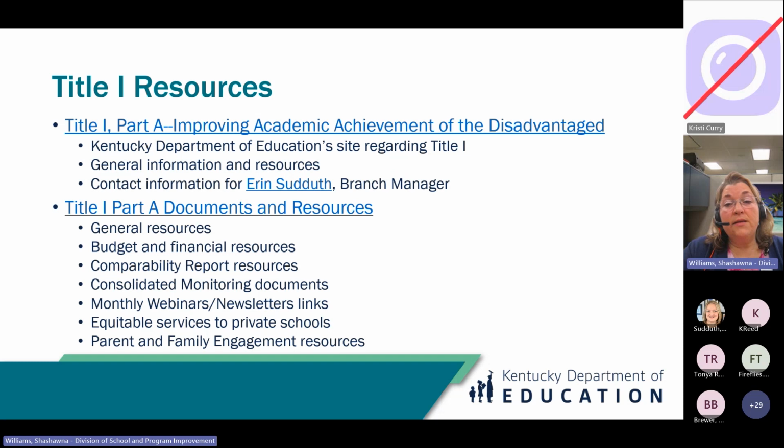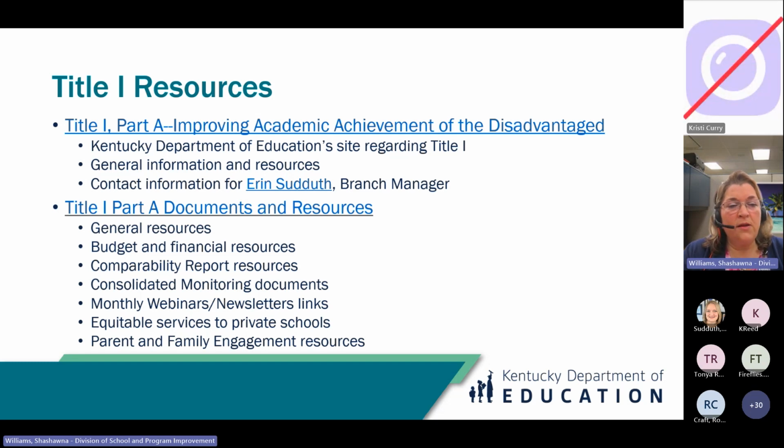This slide contains some helpful resources for Title I with hyperlinks included. So the first bullet is actually the link to our Title I portion of our KDE website. It is our general information and resources for Title I. And Erin Sudduth, who just introduced herself, is the branch manager of Title I. Her contact information is on there, as well as hyperlinked right there on that slide for you.